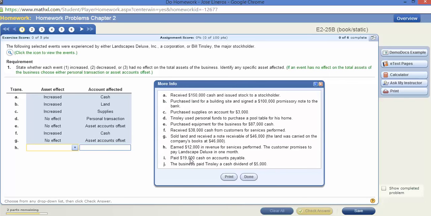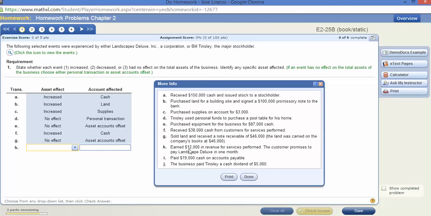Let's look at H. In H, you earned $12,000 in revenue for services performed. So you performed some services and you earned $12,000. The customer promises to pay Landscape Deluxe in 1 month. Remember, if they're promising to pay in 1 month, that's an accounts receivable.